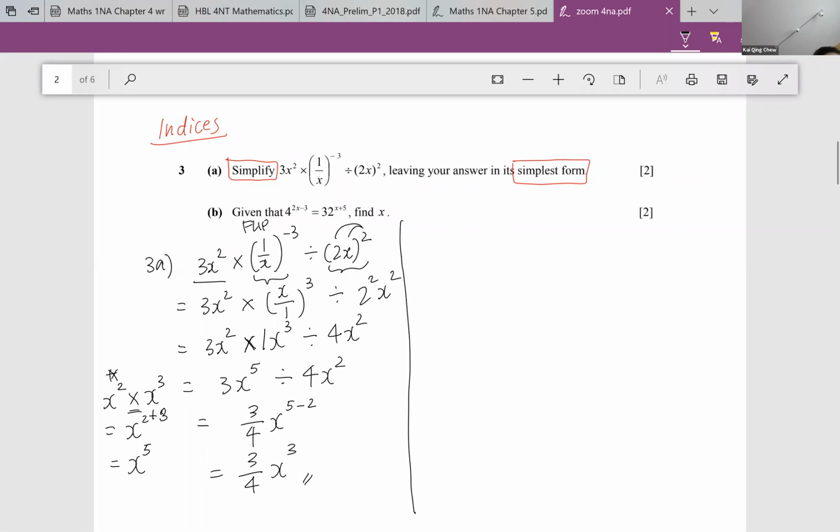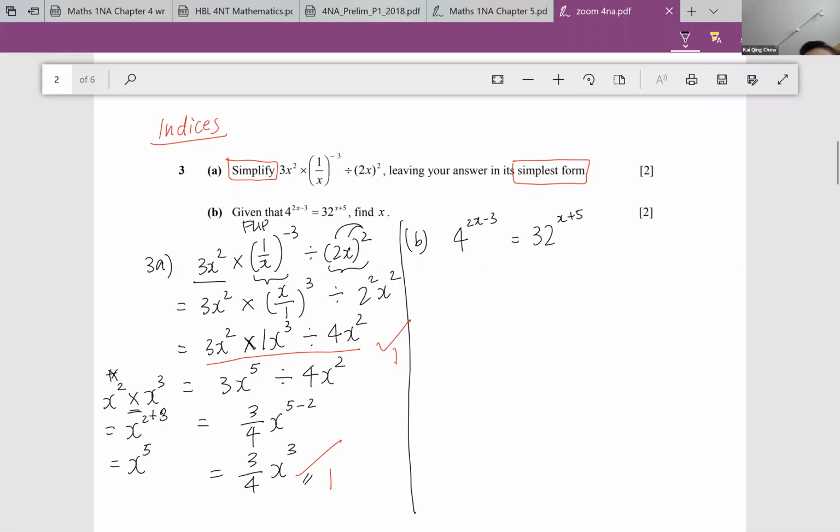This question is worth 2 marks. When you simplify to this part, they will give you 1 mark, and then the rest gives another 1 mark. Okay, next one. Given that 4 to the power of 2x minus 3 is equal to 32 to the power of x plus 5, find x. Do you remember such questions?